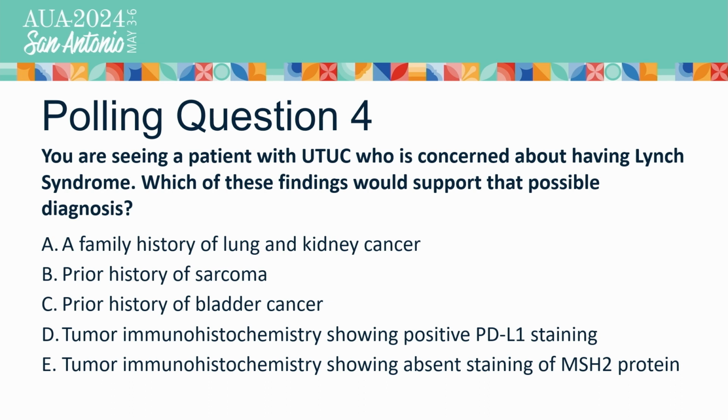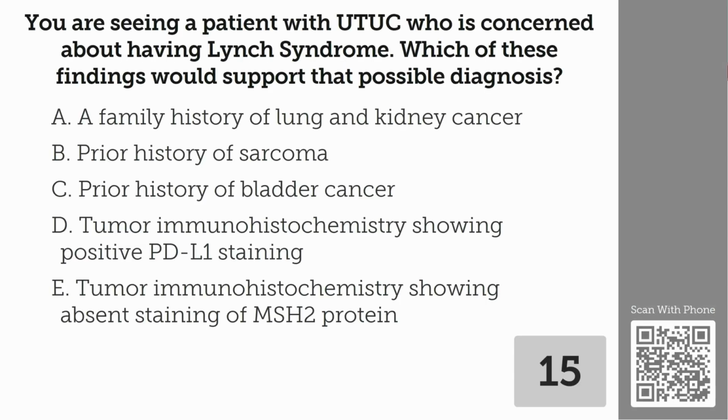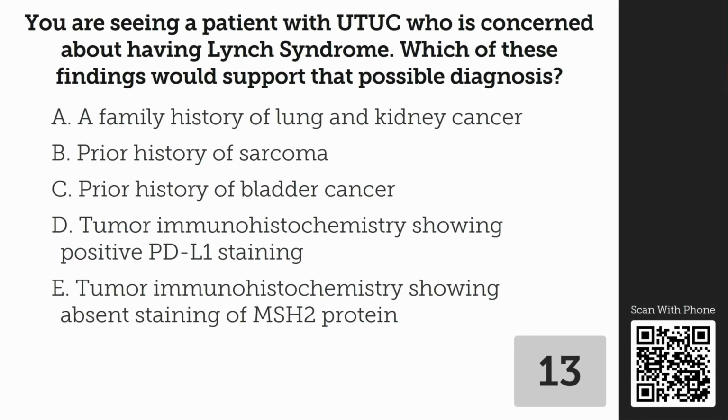Number 4, you are seeing a patient with UTUC who is concerned about having Lynch syndrome. Which of these findings would support that possible diagnosis? A, a family history of lung and kidney cancer. B, prior history of sarcoma. C, prior history of bladder cancer. D, tumor immunohistochemistry showing positive PD-L1 staining. E, tumor immunohistochemistry showing absent staining of MSH2 protein. You may start answering now.